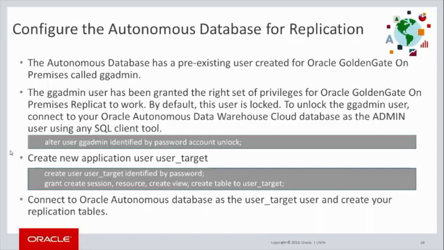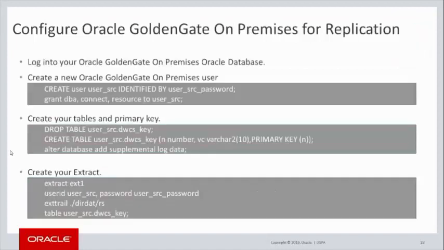For replication processes, a new target user must be created, which is different than the administration user just discussed. This user must be created and granted privileges to perform appropriate operations on the database. Once the user is created, connect to ADB as that user.